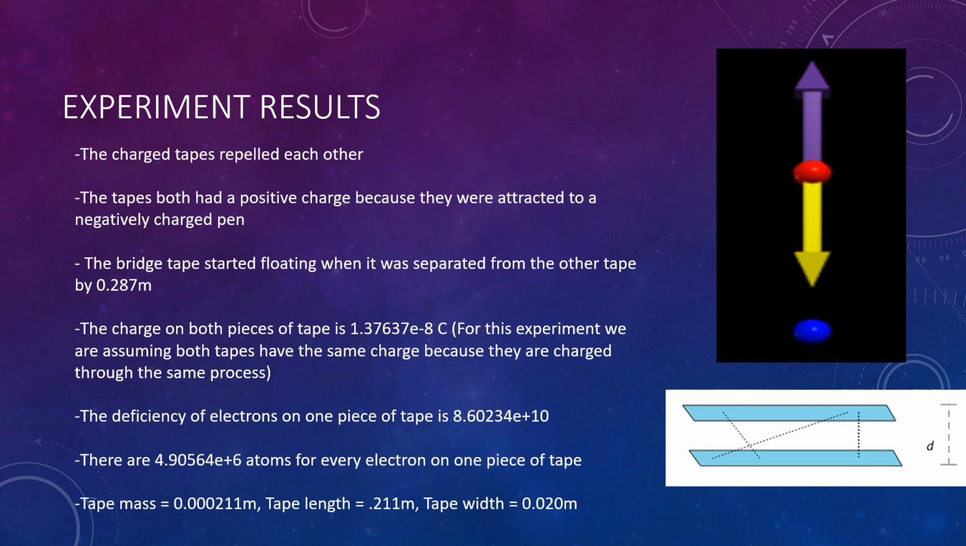The deficiency of electrons on one piece of tape is 8.6 times 10 to the 10th electrons. There are 4.9 times 10 to the 6 atoms for each electron on one piece of tape, and tape mass is 0.000211 kilograms, tape length was 0.201 meters, and tape width was 0.020 meters.